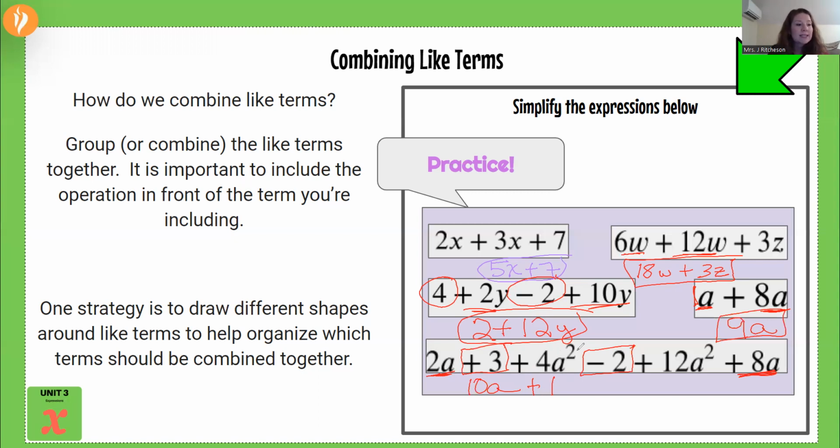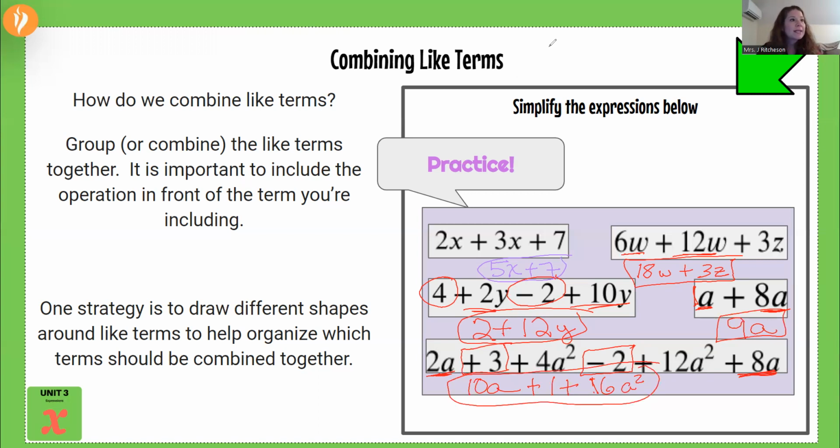We have 4a squared plus 12a squared. We're not adding those exponents. We're just adding the coefficients. So 4a squared plus 12a squared is 16a squared. Whoops. And guess what? We have simplified that expression.